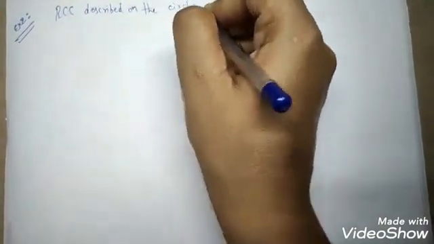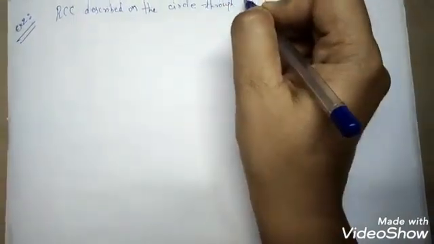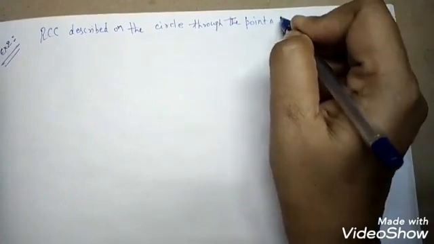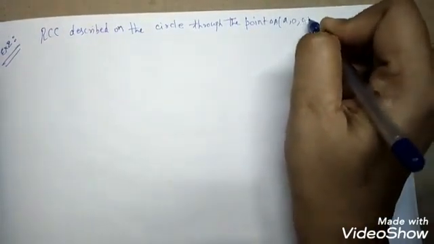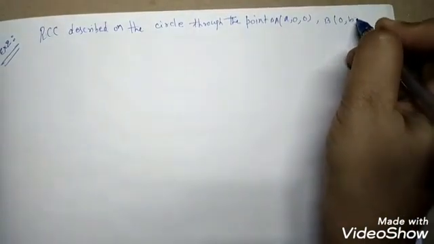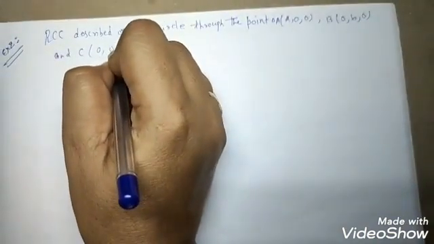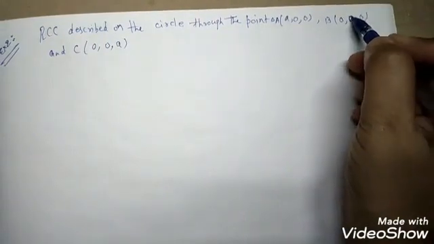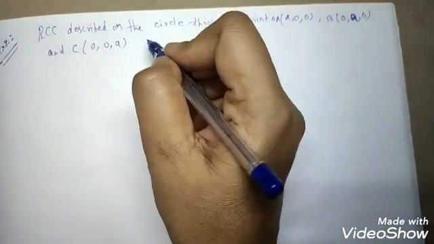Now let us see one more example. In this example we have to find the equation of the right circular cylinder described on the circle through the points A 0 0, 0 A 0 and 0 0 A as the guiding curve.